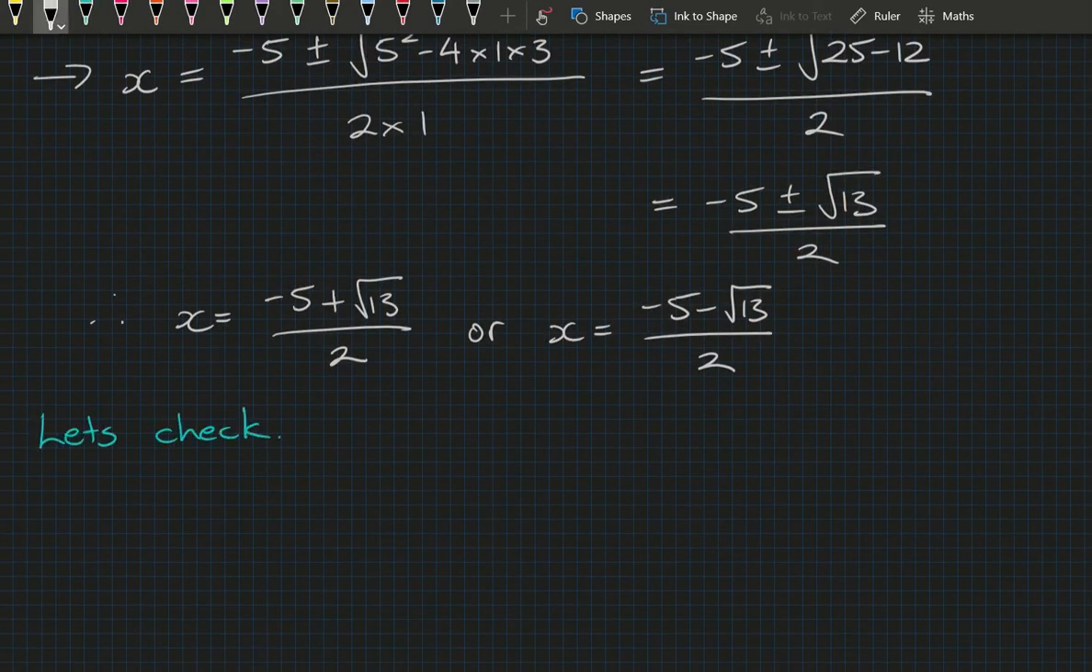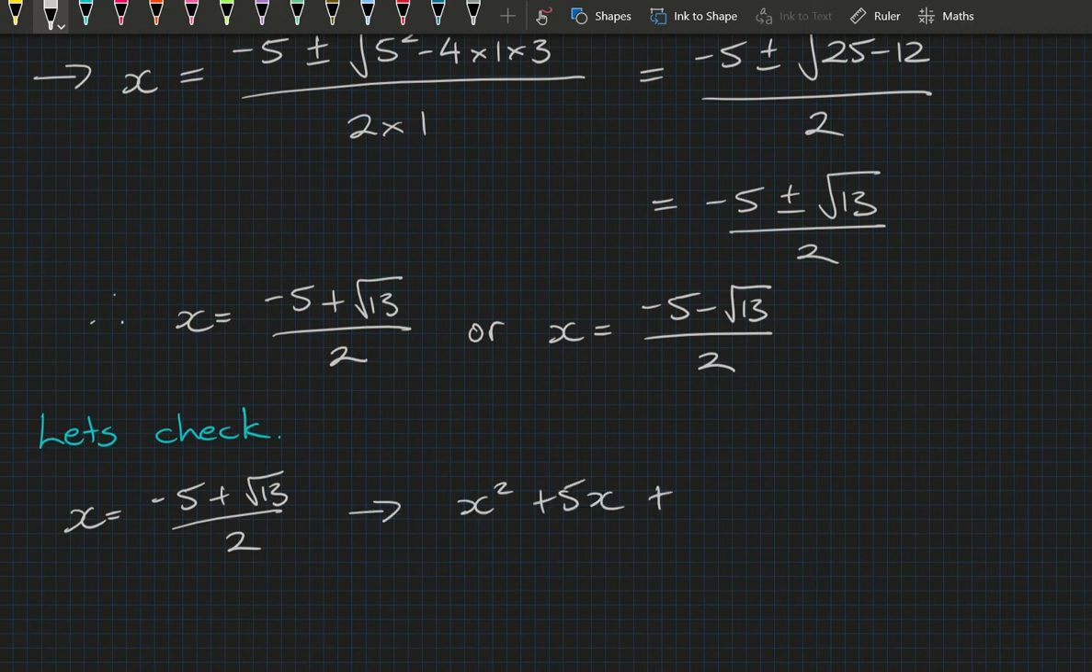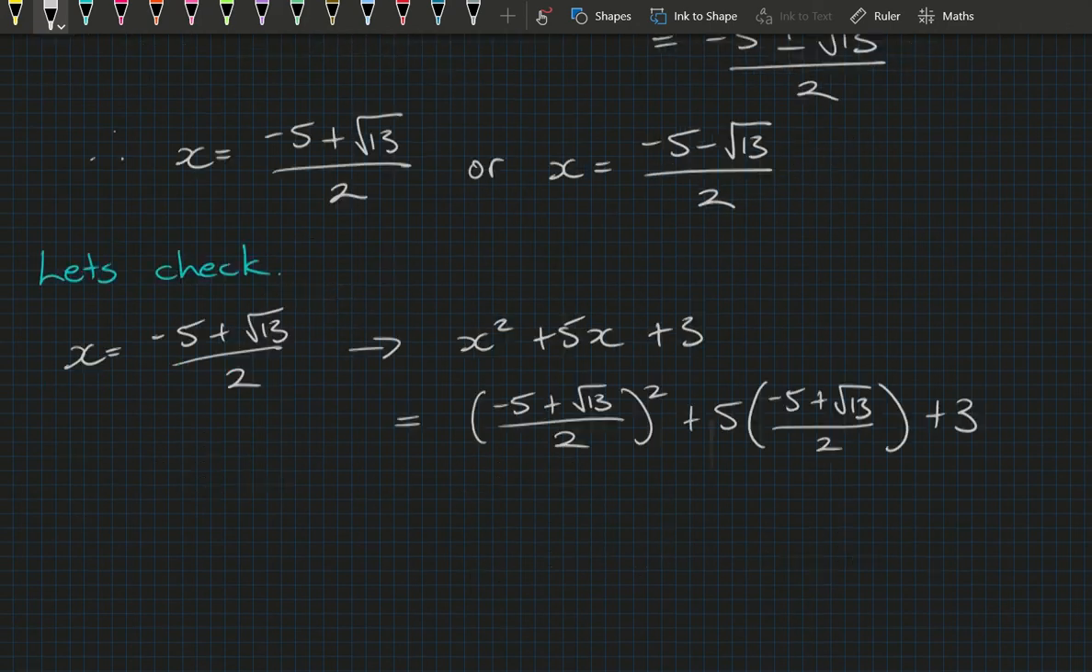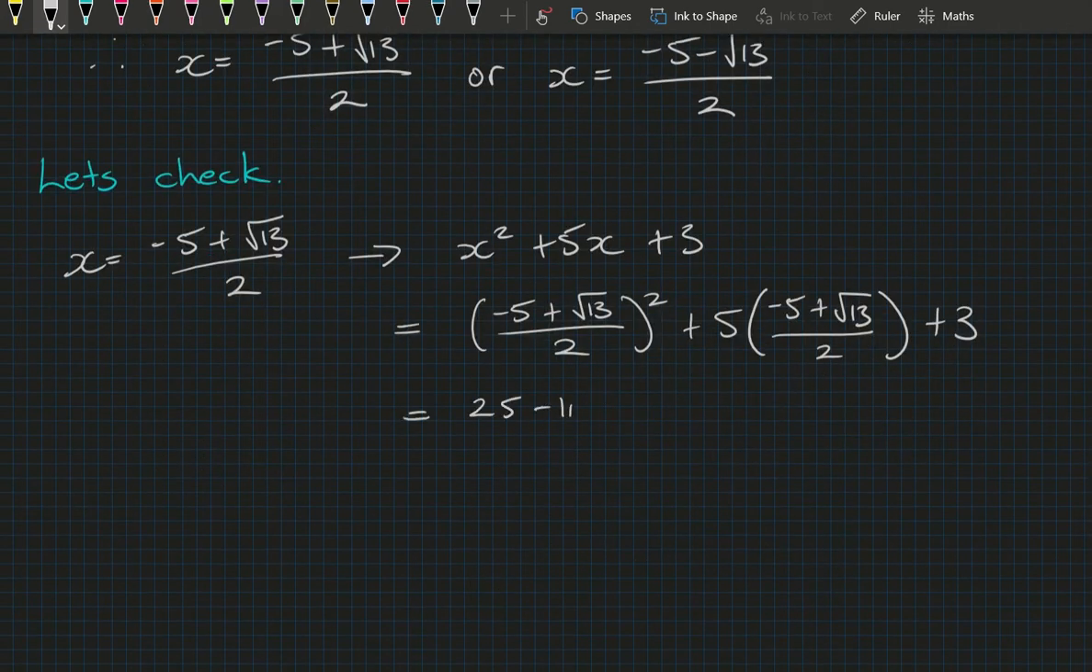So let's have a check. If we have x equal to (minus 5 plus the root of 13) all on 2, then x squared plus 5x plus 3 will become that value of x squared plus 5 times that value of x plus 3. Expanding that squared bracket on the left, we end up with (25 minus 10 root 13 plus 13) all on 4.